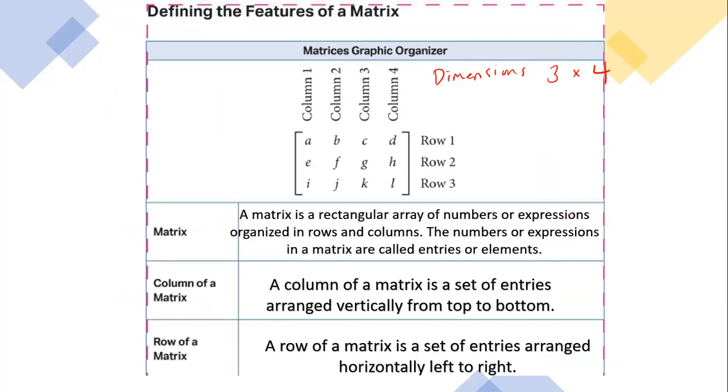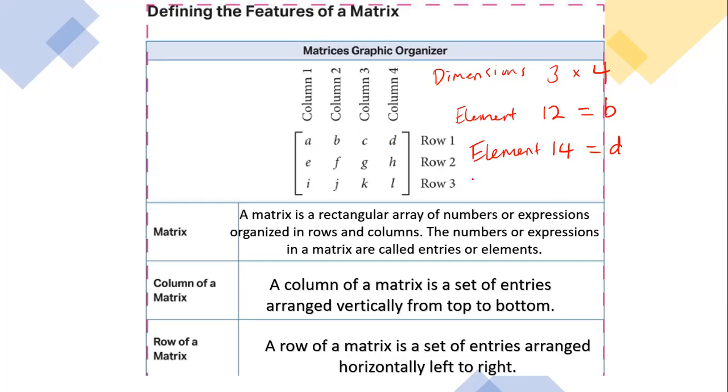Okay, let's practice our element identification. So if I asked you for element 12, what is element 12? It's B. Why is it B? Row 1, column 2. Row 1, column 2. So it would be element entry B. Make sense? Okay, let's try another one. If I asked you for element 14, it would be D because we're in row 1, column 4.